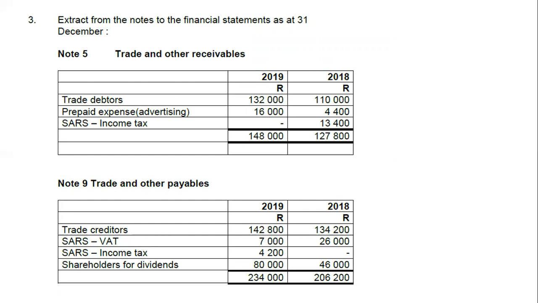in these two notes, especially when we're preparing note number one. Just note that when you get to trade and other payables, you just need to exclude sales income tax as well as shareholders for dividends, as those must be shown separately. Do not exclude sales VAT. Okay, do not exclude sales VAT. You just exclude sales income tax as well as shareholders for dividends. As I said, those will be shown on the face of your cash flow statement. Let's go to the next slide.